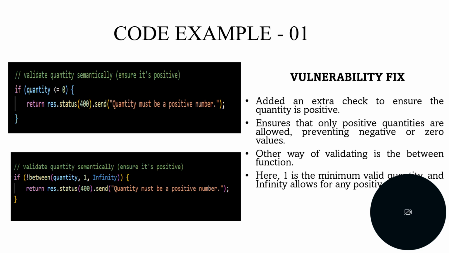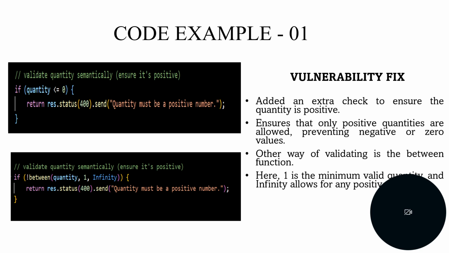So how can this code be fixed? There are two things which can be done in this code to fix this vulnerability. First, we can add an extra check to ensure if the quantity being given is positive or not. This will ensure no one can enter a negative or a zero value.